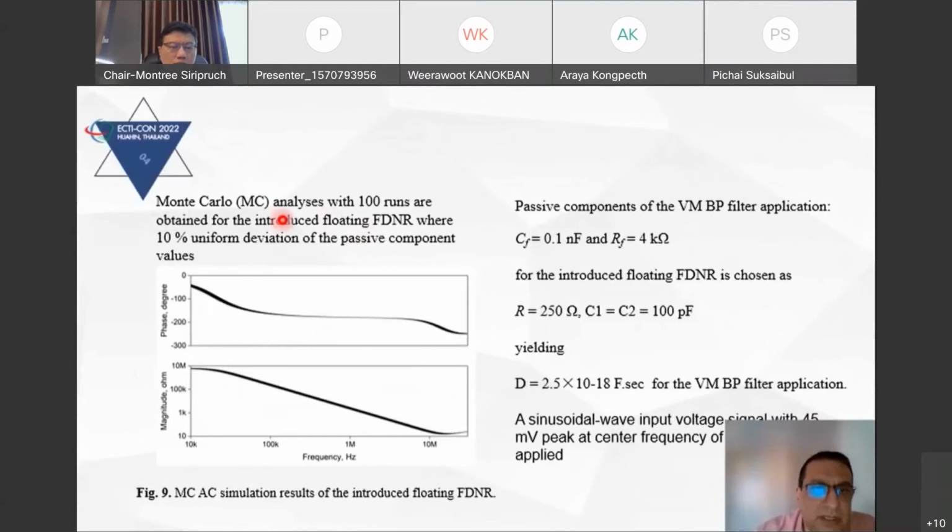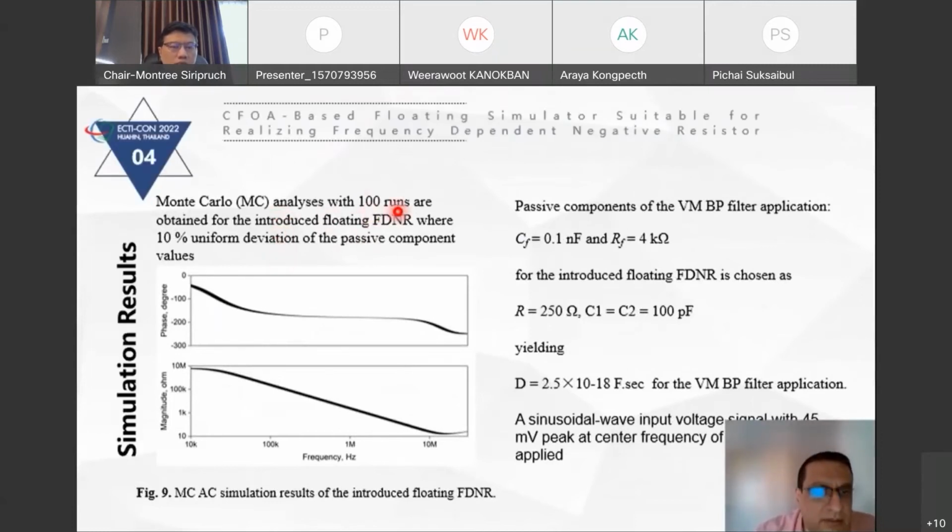And also Monte Carlo analysis with 100 runs is performed, and as you can see, with 10% deviation for the passive components applied to the circuit, you can see that again small deviations appear on the figures.